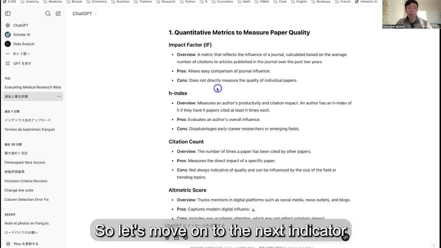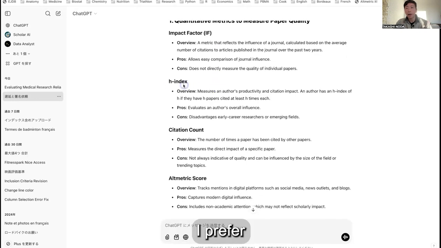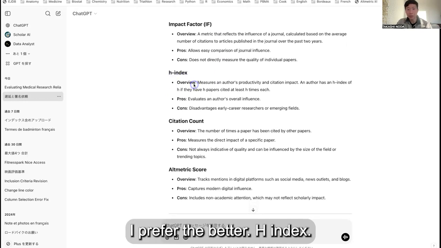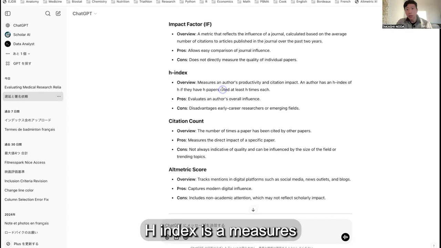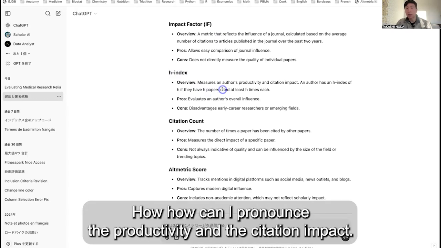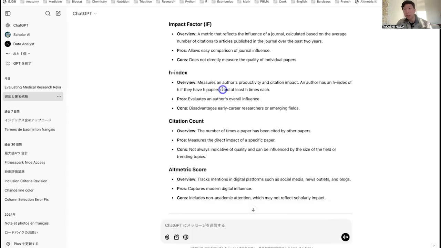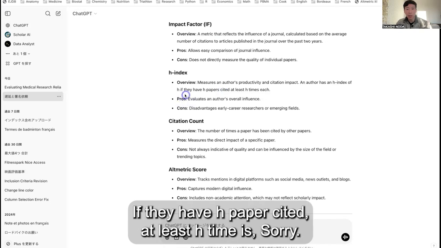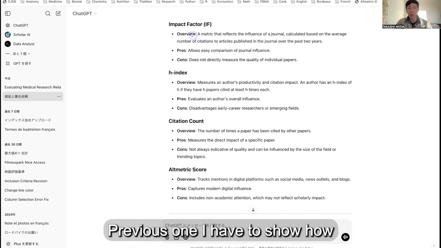So let's move on to the next indicator. I prefer it better: H index. H index measures an author's productivity and citation impact. An author has an H index of H if they have H papers cited at least H times each. Sorry, let's move back to the impact factor, the previous one.